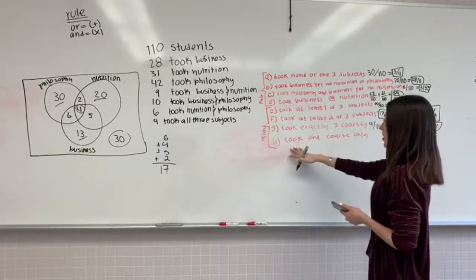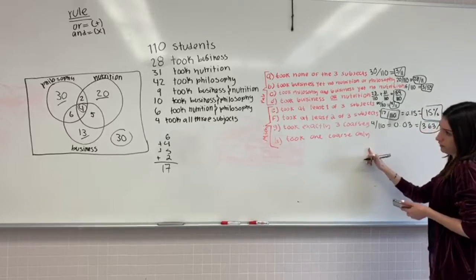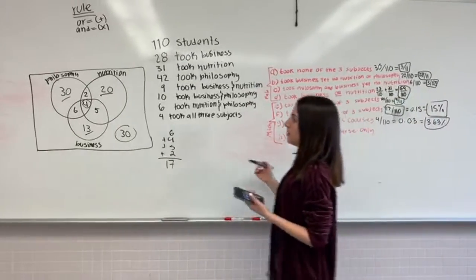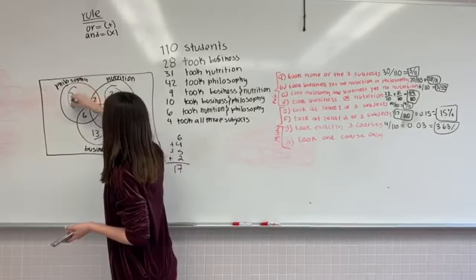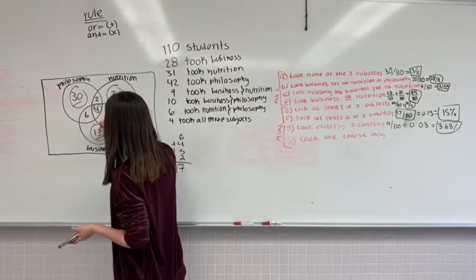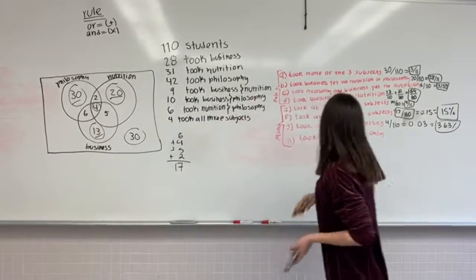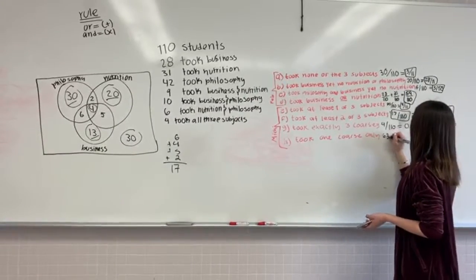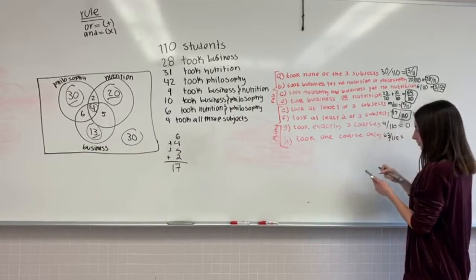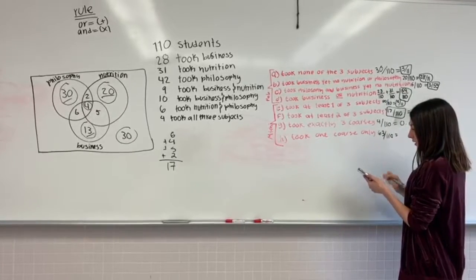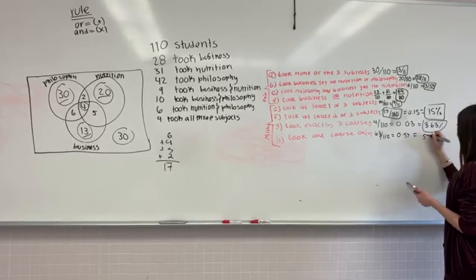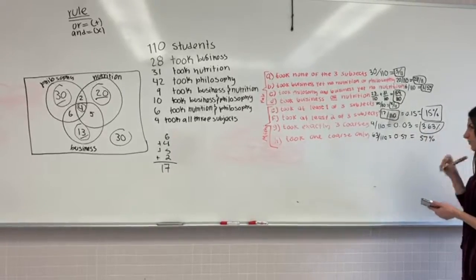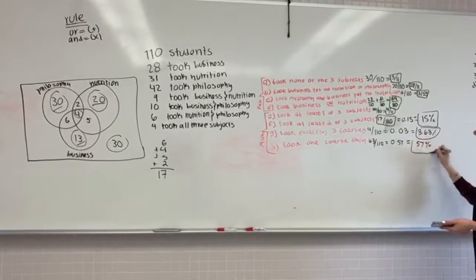And now the last problem, took 1 course only. The people that took only 1 course are this one. 20 plus 30, which is 50, plus 13, it's 63. So we know that 63 out of 110 people is 0.57, which gives us that 57% took only 1 course.